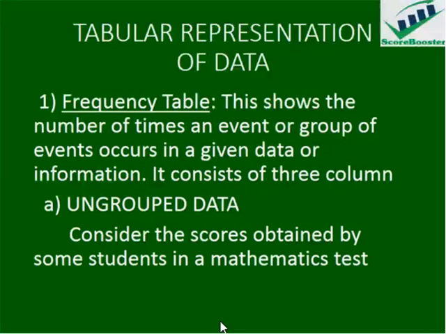Also, we discussed what ungrouped and grouped data is. Here also, we talk about how a tally is counted. Frequency table: this shows the number of times an event or group of events occurs in a given data or information. It consists of 3 columns. The first column is where the data are tabulated. The second column will show the tally, and the third column will show the frequency.